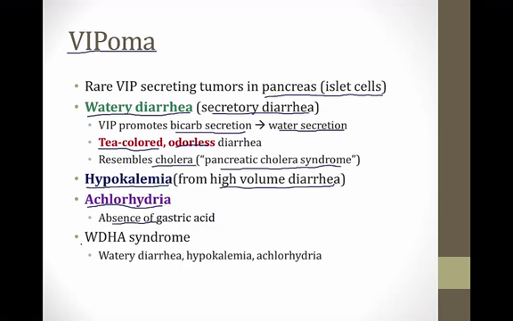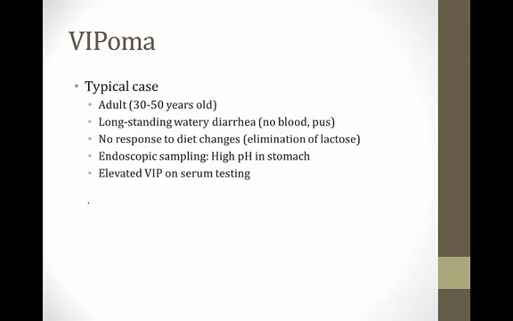Sometimes this syndrome is called the WDHA syndrome. That stands for watery diarrhea, hypokalemia, and achlorhydria. The typical case of a VIPoma that you should know for your boards is an adult, usually about 30 to 50 years old. They present with long-standing watery diarrhea. There's no blood, no pus, nothing to suggest an infectious cause.